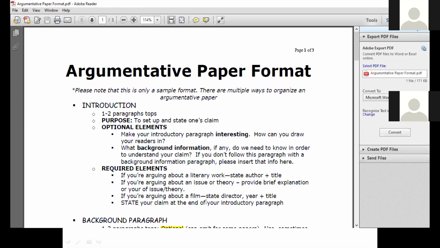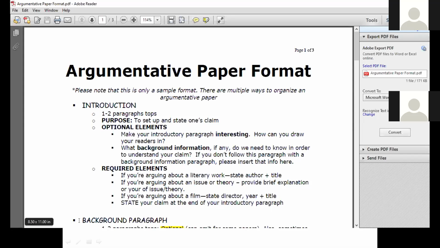If you are arguing about any movie, state the director, which year, and what is the title. Okay, and state your claim at the end of the introductory paragraph. So you write background detail, you write everything, and then finally at the end of the introductory paragraph, you will state your claim.